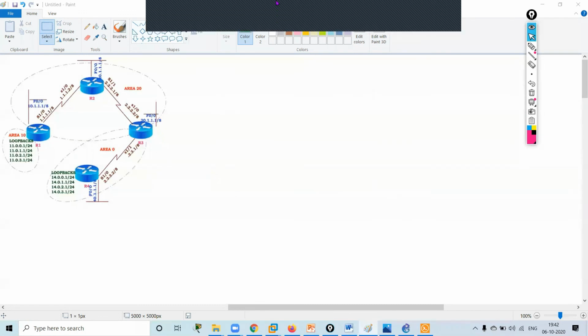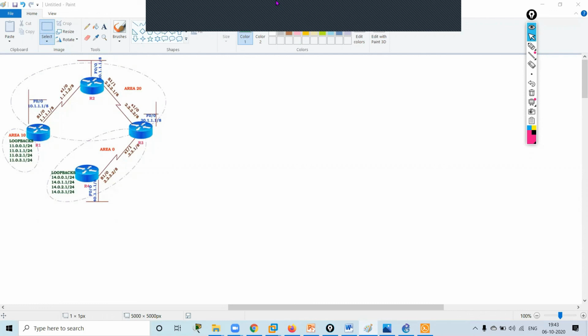What is the topic for tomorrow, Qayyum? We'll see the network types like point to point, what is point to point, what is broadcast, how DR and BDR are elected. Okay, what is non-broadcast multi-access network, NBMA. DR, BDR elections I told you. Then what is the next topic? LSA types. We will see OSPF LSA types.